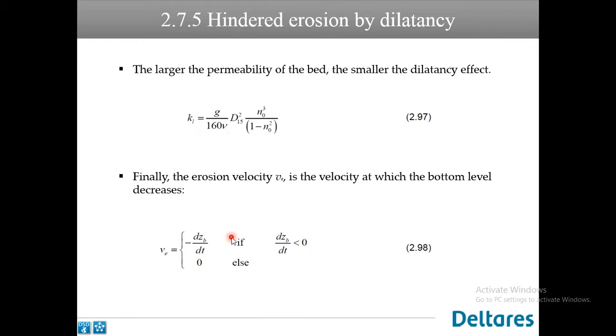Okay, this part where you wanted to make sure the K1, yes, because you don't want it to be too attached together, the dilatancy effect. Because the larger the permeability, the smaller the dilatancy effect. And finally, the erosion velocity is the velocity at which the bottom level decreases.